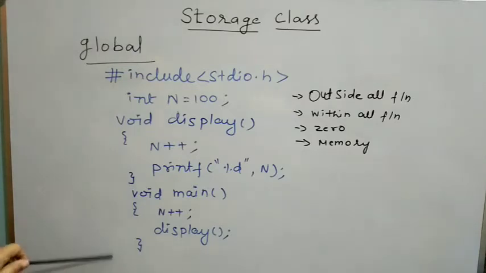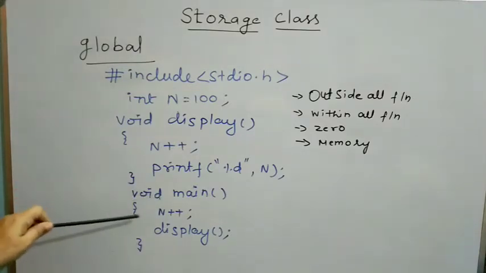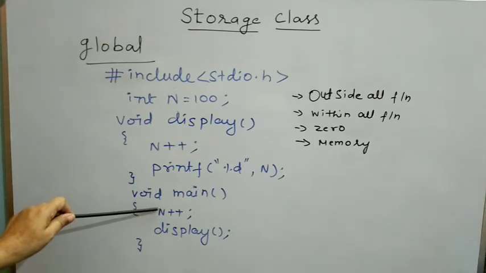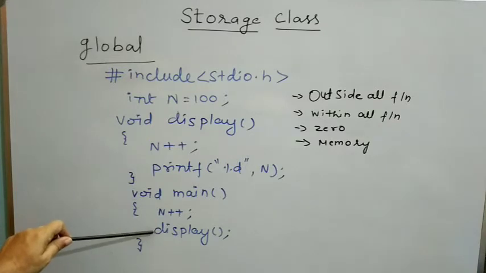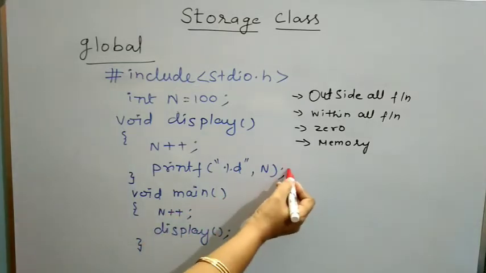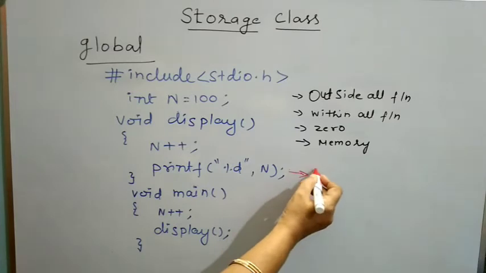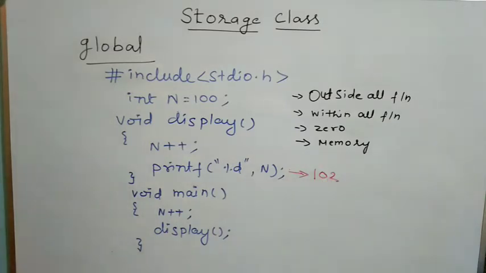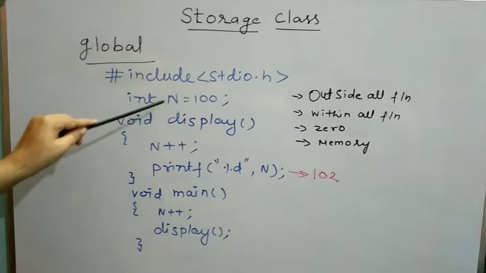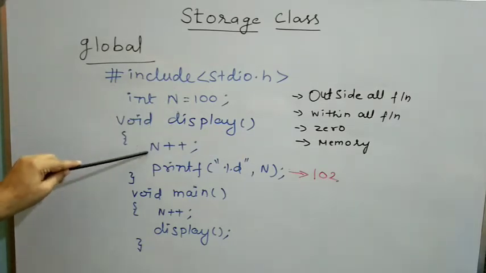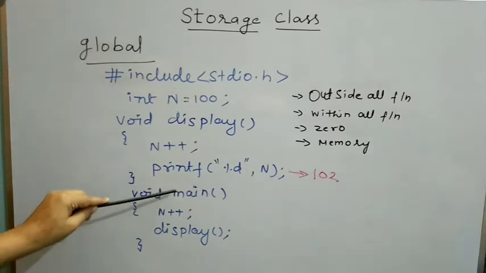When I execute the program, execution starts from main. What is the first statement in main? It increments the value of n by 1, so now n becomes 101. Then it calls the function display, and control is transferred to the display function. In display, I once again increment the value of n by 1, so now n becomes 102. When I print the value of n, it displays 102. So the global variable n is accessed inside the function display and also inside the function main.